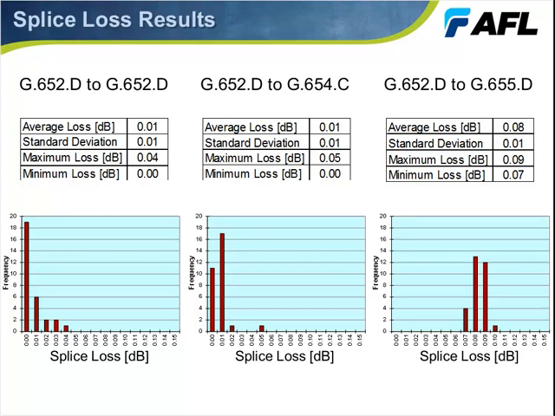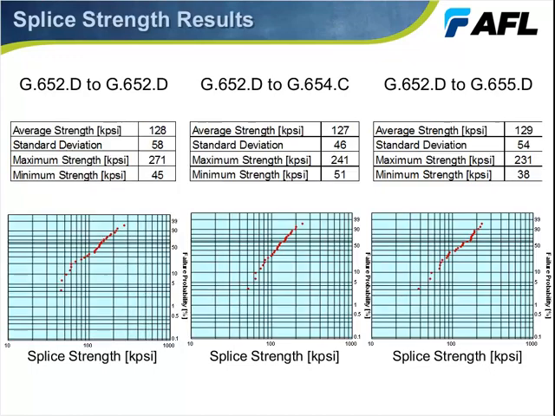So let's now go to the slide that shows the splice strength results, and this is the typical Weibull plot distribution where we use a log-log scale to show in the vertical axis the cumulative failure probability versus the strength on the horizontal axis.